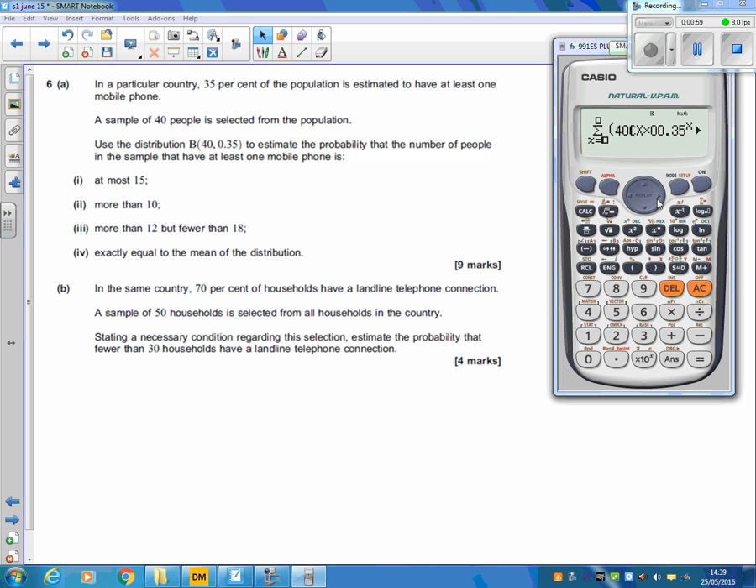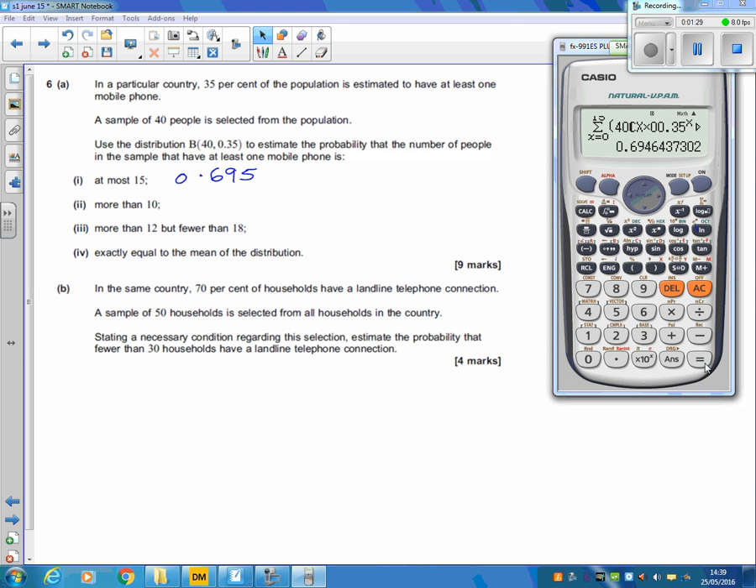At most 15 is the question, so the lowest thing you could have here is 0. At most, so the highest we want is 15. We tap that in and it tells us our first answer is 0.695. Do write down what you've tapped into the calculator though. That's your method mark, but your answer there, as long as it's correct and rounded correctly, is full marks.